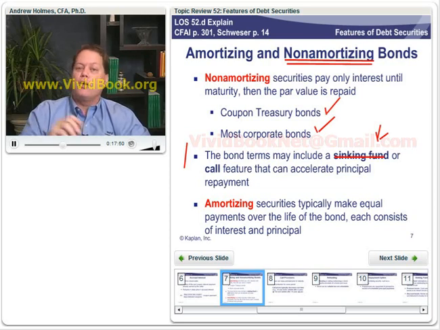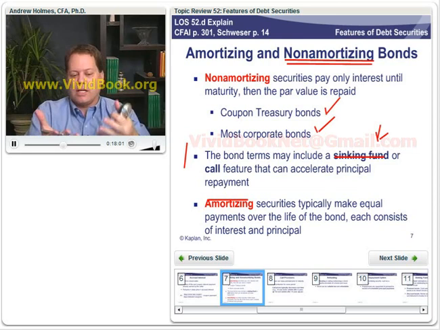Okay, the alternative to a non-amortizing bond is, of course, an amortizing bond, and that's a security that is going to make equal payments over the life of the bond. Each payment is going to be some interest and some principal, and at the end of the life of the bond, you will have received all of your principal. There's not this big balloon payment at maturity.